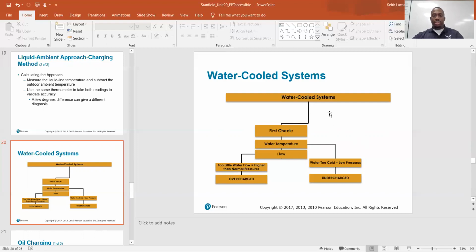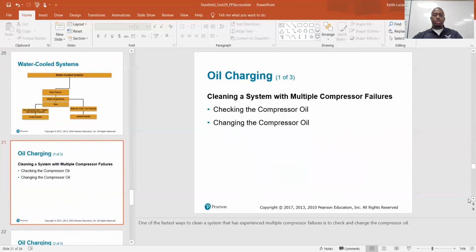So on water-cooled systems, first check water temperature and then water flow. If the water temperature is too cold, it will give you low pressure readings, with symptoms of undercharge. And with your water flow, if you have too little water flow, you're going to have higher than normal pressures. It's going to give you overcharge characteristics.